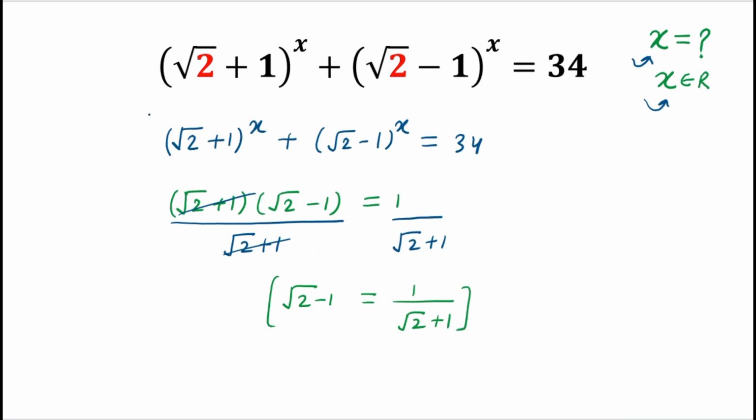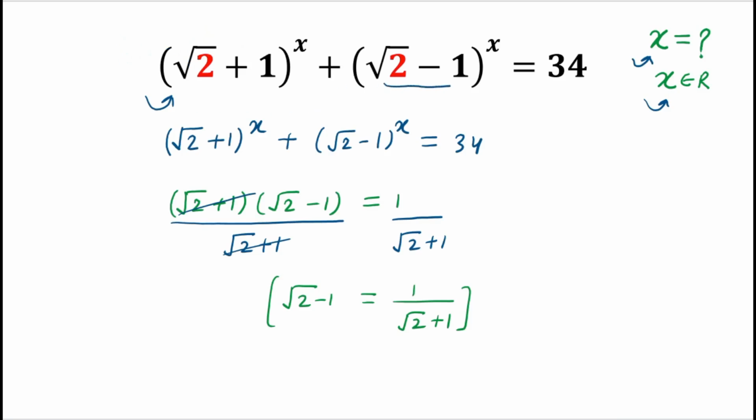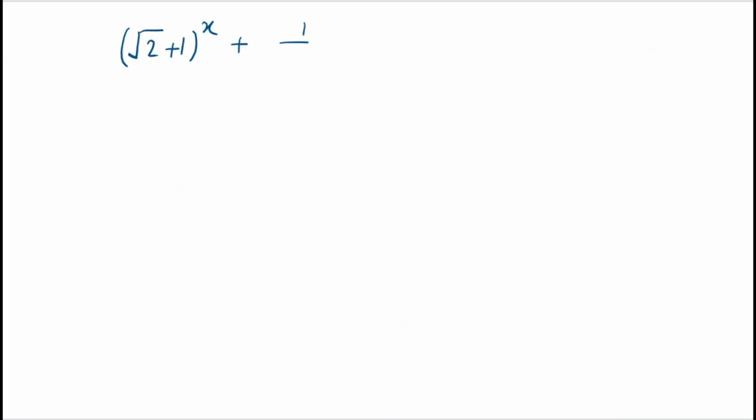So look carefully at this given equation. We have (√2 + 1)^x plus, and look carefully, inside the bracket we have √2 − 1, and we know that the value of √2 − 1 is 1 over √2 + 1. So here (1 over √2 + 1)^x, and this is equal to 34.